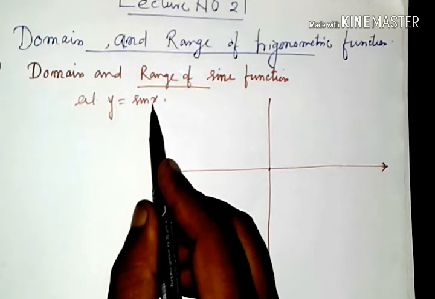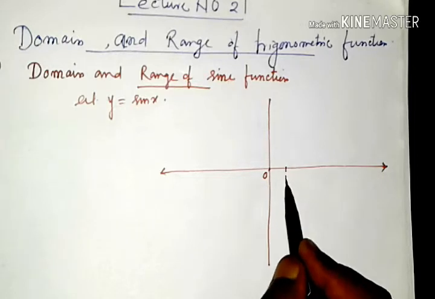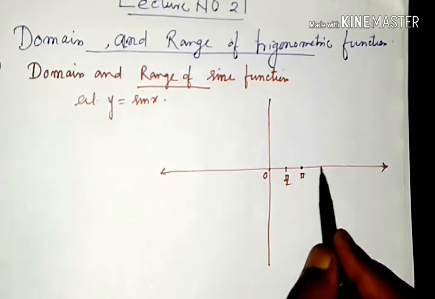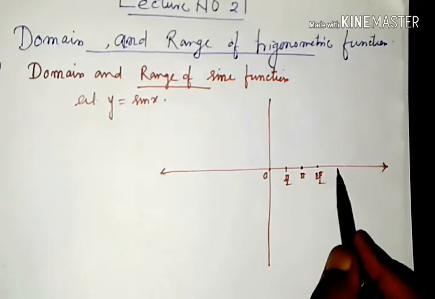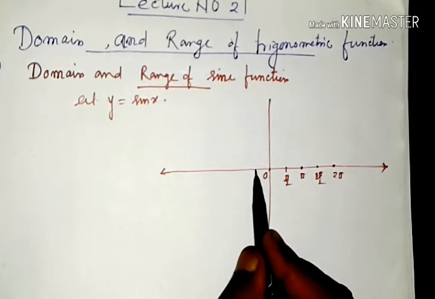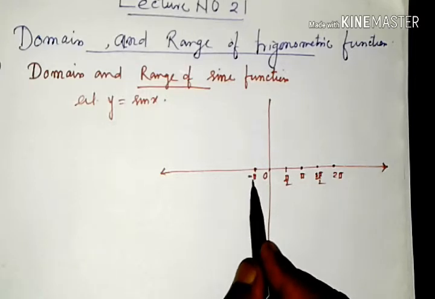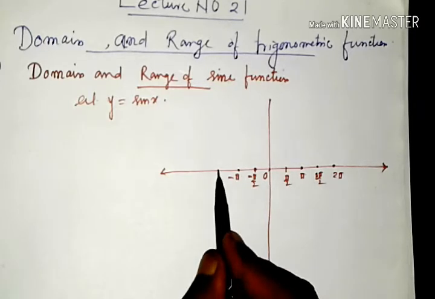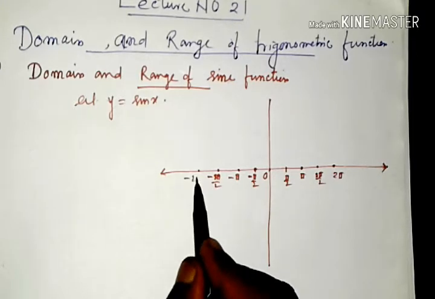We have to put the values here: 0 degree, this let pi by 2, this is pi, this is 3 pi by 2, this is twice pi, etc. On the negative side, minus pi by 2, this is minus pi, this is minus 3 pi by 2, and this is minus twice pi.